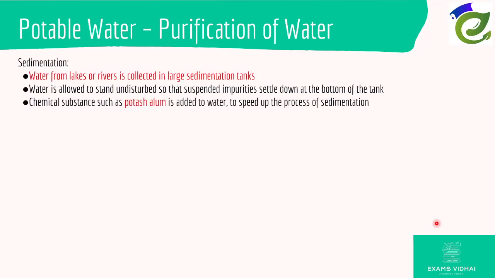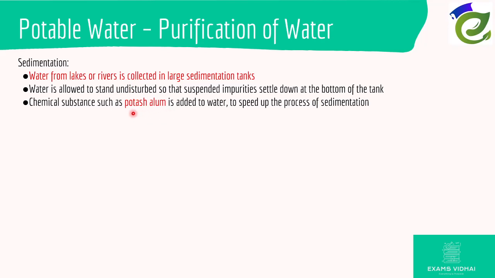Sedimentation. This is a whole process, and now I'm going to explain the sub-processes in it. In sedimentation, water is collected from rivers and lakes into large tanks, and these tanks are called sedimentation tanks. I'll show you in the next slide how the sedimentation tanks look. These big rocks and small pebbles will be left for days, and they will settle at the bottom of the tank.